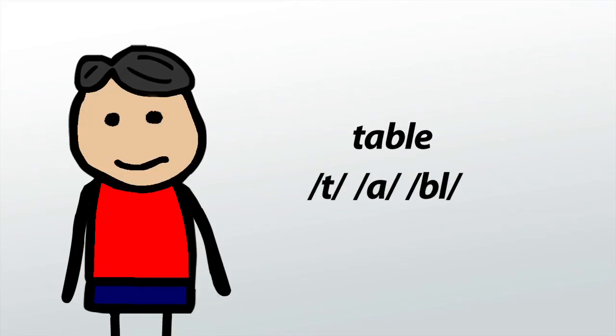Look at the image and notice how the man is able to segment the word table into its phonemes with the consonant t, the vowel a, and the consonant blend bl. Consonant blends are 2 consonants, such as the letters b and l, put together to create a sound or phoneme where each sound is pronounced in the blend.